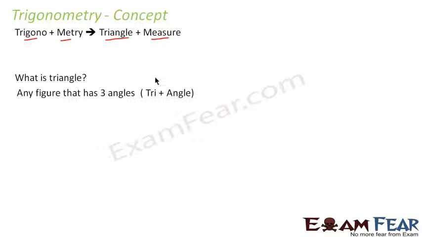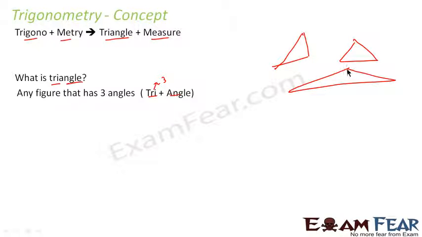Now what is a triangle? If you break the word, it is tri plus angle. Tri means 3. So anything which has 3 sides is called a triangle. So if we have 3 sides, this is a triangle, this is a triangle because it has 3 sides. This is also a triangle. Anything which has 3 sides is a triangle.